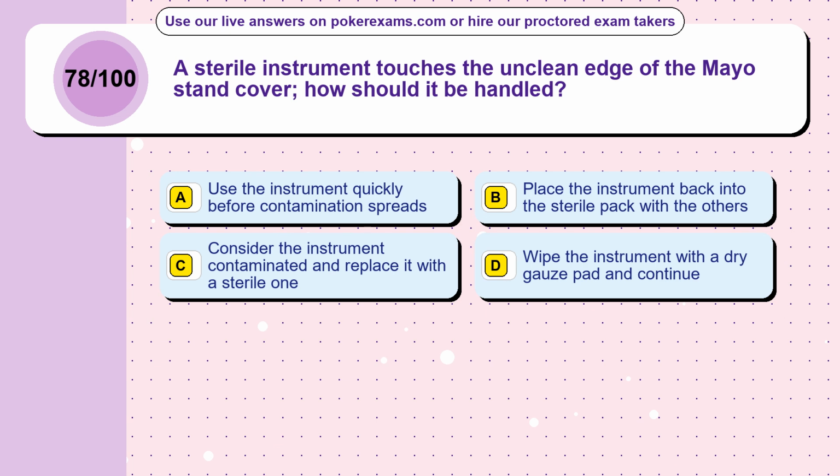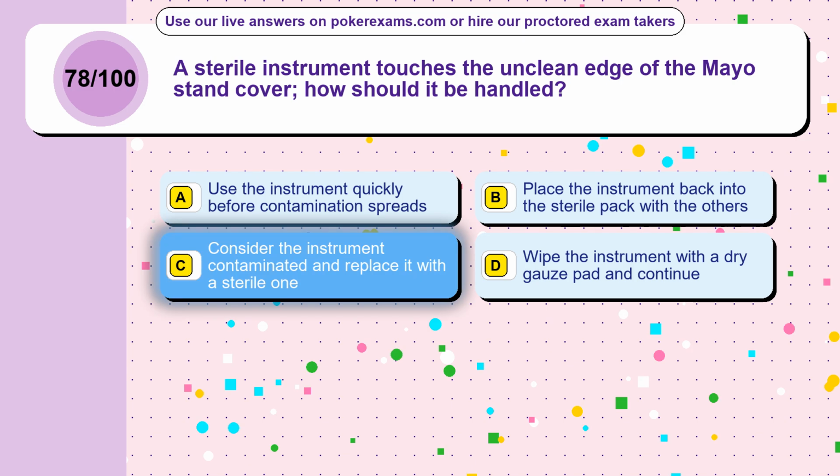Question 78. A sterile instrument touches the unclean edge of the Mayo stand cover. How should it be handled? Option A. Use the instrument quickly before contamination spreads. Option B. Place the instrument back into the sterile pack with the others. Option C. Consider the instrument contaminated and replace it with a sterile one. Option D. Wipe the instrument with a dry gauze pad and continue. The correct answer is option C.